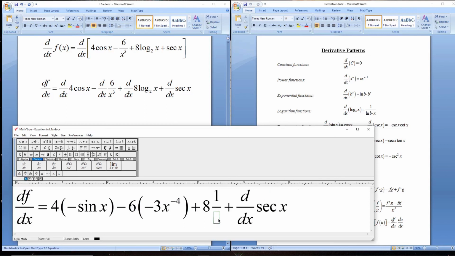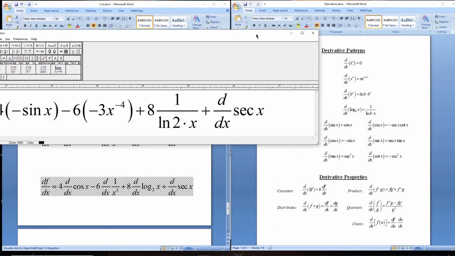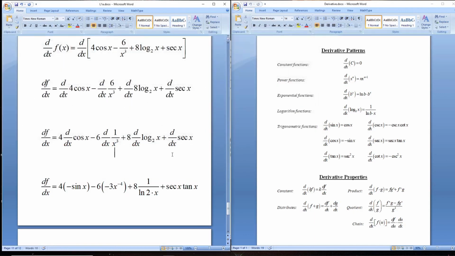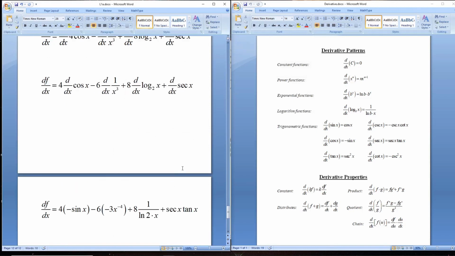1 over natural log of 2 times x. So that's right from the derivative pattern there for log. And then finally secant. So if we look at secant right here, the derivative of secant is secant tangent. So the derivative of secant is secant tangent. And that's our answer. And we could clean it up a little bit, not really too much though.